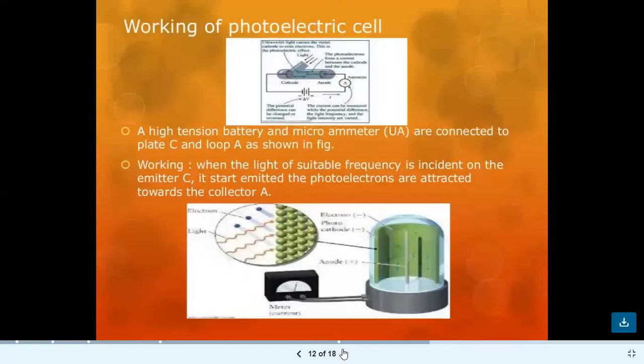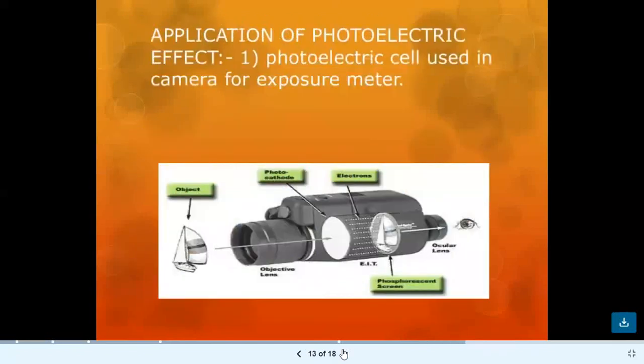What is the working of a photoelectric cell? A high tension battery and a microammeter are connected to a plate. When light of suitable frequency is incident on the emitter, it starts emitting, and the photoelectrons are attracted toward collector A.